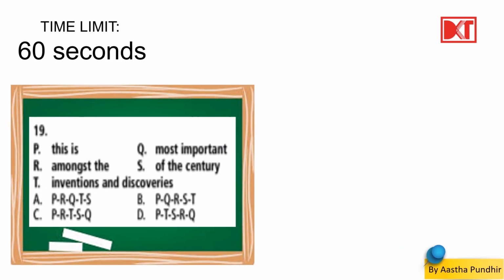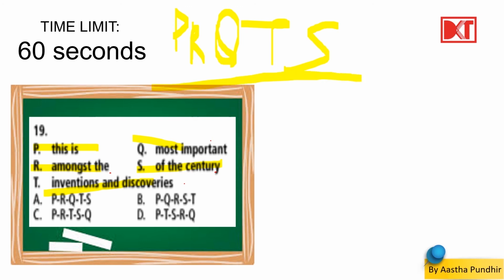Okay, here this is most important amongst the of the century inventions and discoveries. Right, so this is amongst the what? Most important inventions and discoveries of the century. PRQTS. Correct answer accordingly is A.